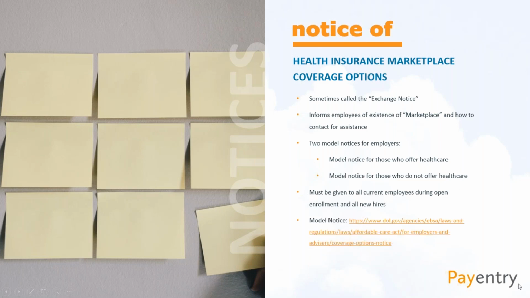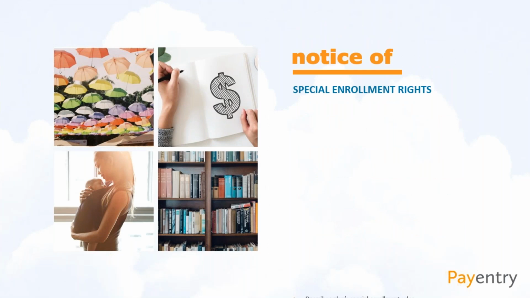The model notice, and I've given you the location here, can be found on the Department of Labor's website at this location. So those model notices are there. You can pull them off and just make them your own and send them out. It could be something you just keep on file because it has your information on it, along with whether or not you offer coverage. And I will be posting this so that you have access to these website addresses.